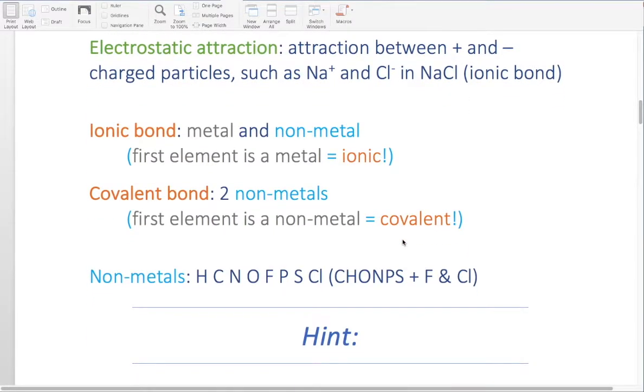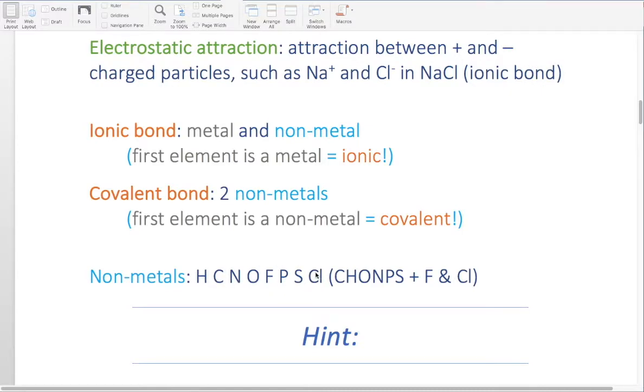Nonmetals, this is a list of the most common nonmetals. There's so many metals it would be ridiculous to try to learn them. So the easier approach, I'm going to give you an alternative to this, but one approach is try and memorize the nonmetals. You don't need to be able to rattle off the list of them, but if you saw any of them, you should be able to recognize, like if you see nitrogen, which is an N, you should be able to recognize that that's a nonmetal, so that if it's the first element in a compound, you know that it's covalent.